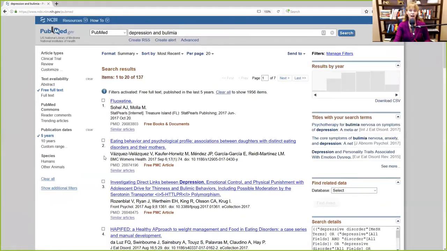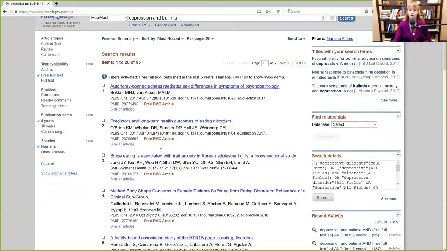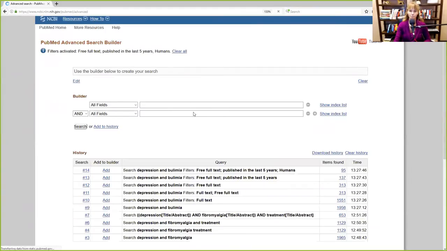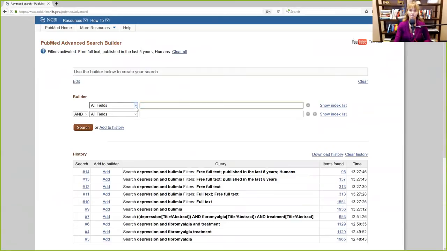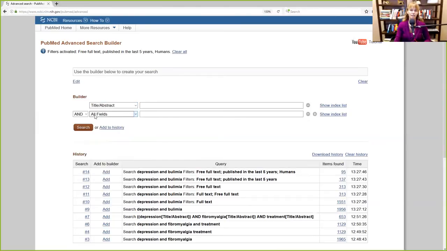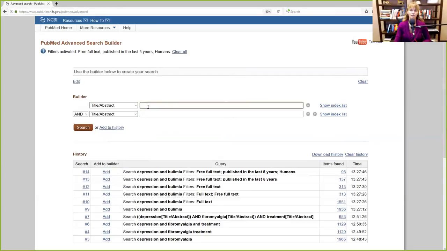that are no more than 5 years old, that are based on humans. Otherwise, you'll get a lot of rat studies. And so that narrows it down, but that's still not necessarily giving me everything that I want. So I might go to advanced, and I find the most effective is to look in the title and abstract. If you use the entire article, it's really easy for certain words like depression to come up.